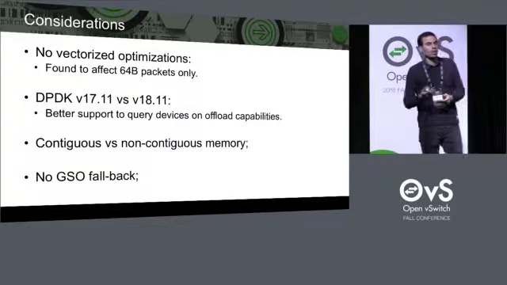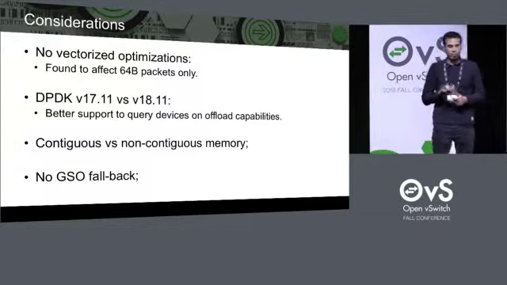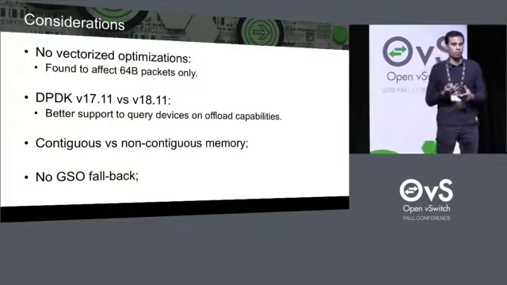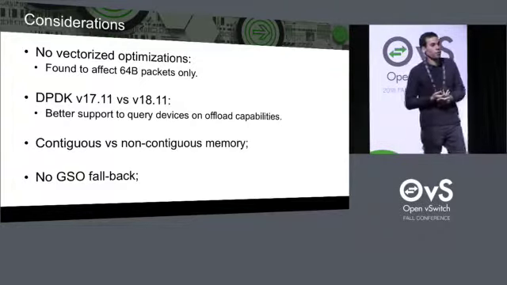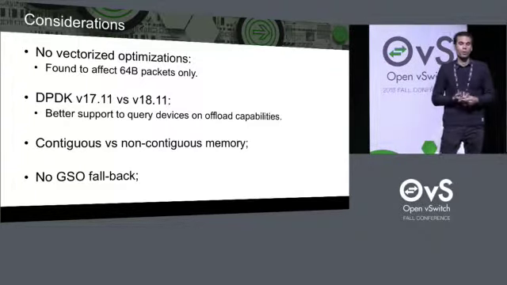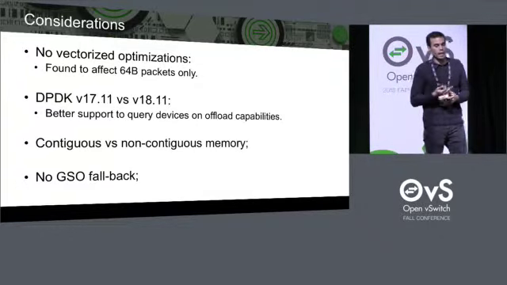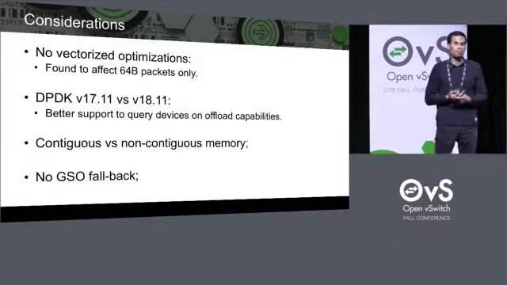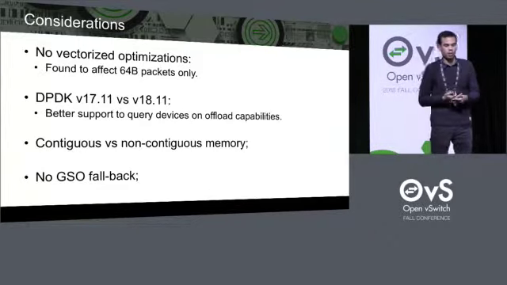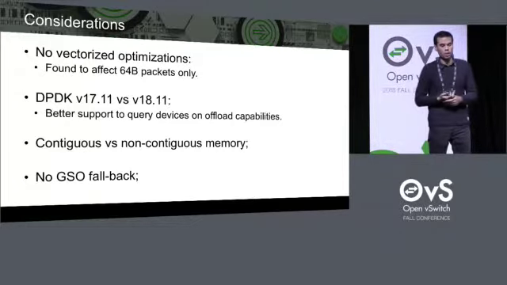Then we also found that in newer versions of DPDK, the API to query for the offloading features of the devices is much better integrated. So it's easier for us to ask for TSO support on the several existing devices on a deployment compared to previous versions of DPDK. And then it's back to the point that we've mentioned already. Since we're using the multi-segment MBUFs, we actually needed to rework some parts of the code in OvS in order to take the segmentation of memory into account.